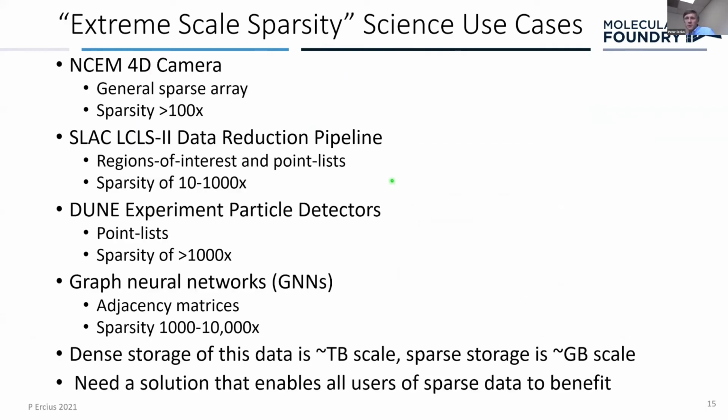So we're not the only people doing this. The previous speaker just talked about this, but there's extreme scale sparsity coming down the road very soon. Our detector is not the only one. We're going to have one that's 10 times faster and still sparse in the future. There are already detectors that would benefit from this, and many more detectors coming online that are going to benefit from this. Our 4D camera has a sparsity of greater than 100x. There's SLAC LCLS-II. The 4D camera was kind of seen as a test case for LCLS-II. They're going to have the same thing. They're taking frames and they're going to be highly sparse. There are many different experiments that need a solution that enables all users of sparse data to benefit.